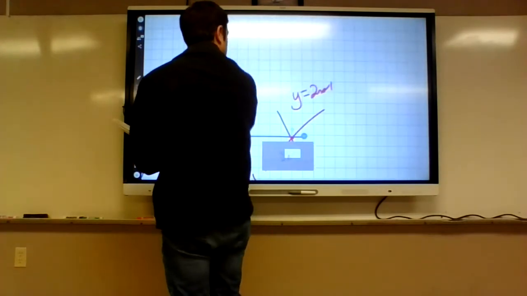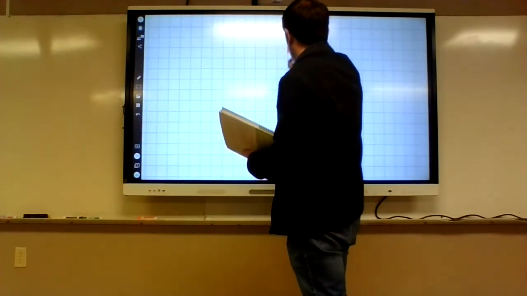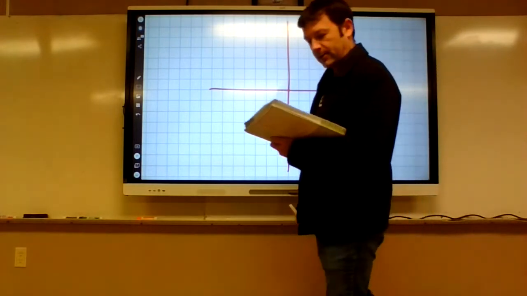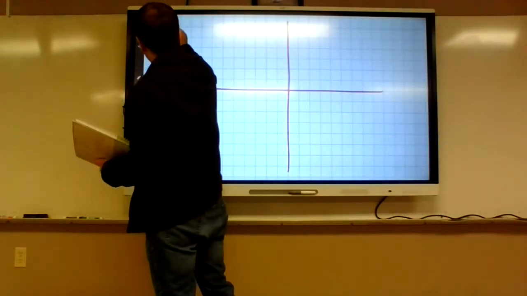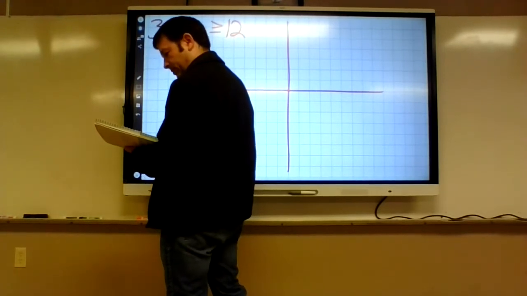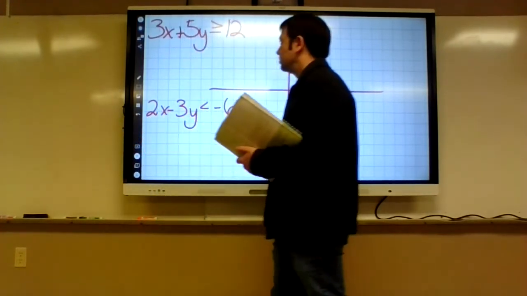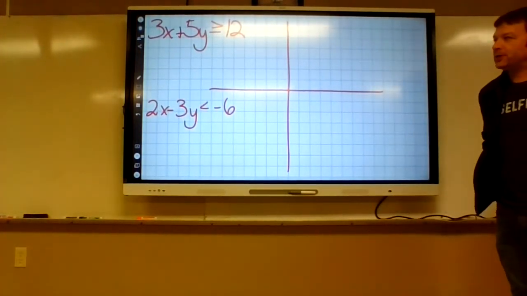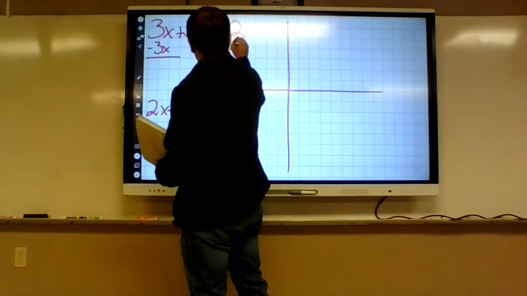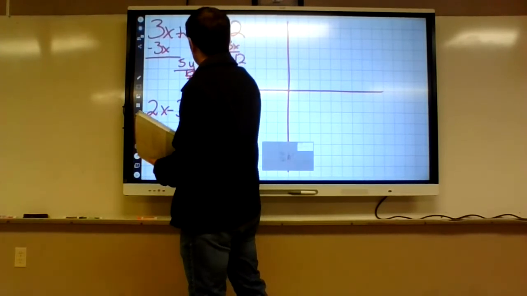Let's go up here. 3x plus 5y is greater than or equal to 12. And 2x minus 3y is less than or equal to 6. Alright, what's my first step to graph? Get y by itself. So I'm going to subtract first. Then divide by 5.